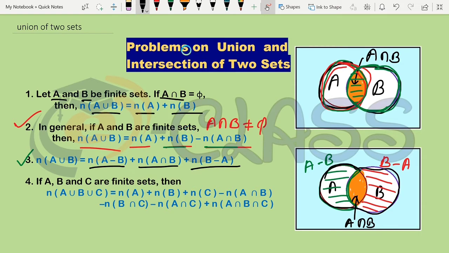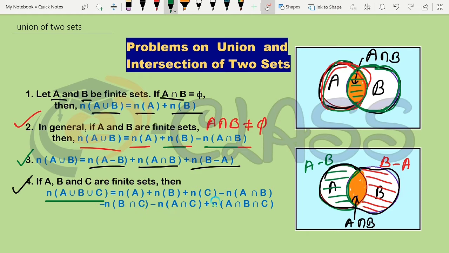Now the fourth formula, which is of three sets. That is, A, B and C are three finite sets. Then the number of elements in A union B union C equals, you have to just remember this, n(A) plus n(B) plus n(C). Now just subtract the common areas, that is n(A intersection B), n(B intersection C), n(A intersection C). So why do we subtract these common areas?